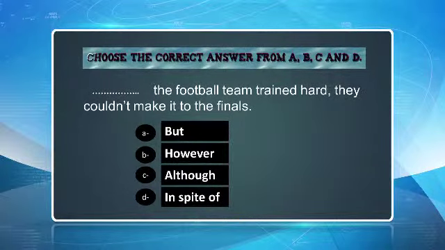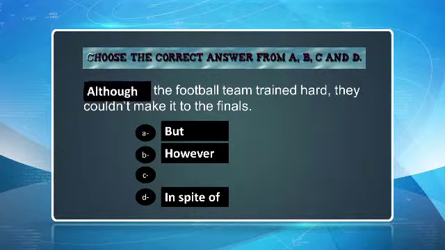Question number 2, blank, the football team trained hard. They couldn't make it to the finals. So which of these words is appropriate for this sentence? Exactly. Although the football team trained hard, they couldn't make it to the finals. So even though they tried very hard to train, they couldn't make it to the finals.